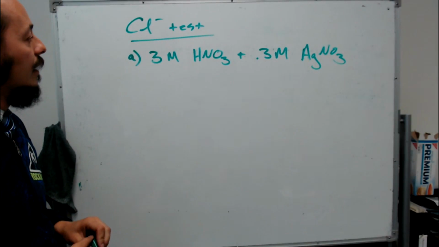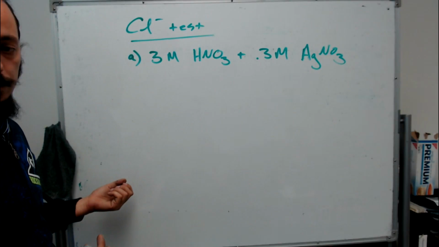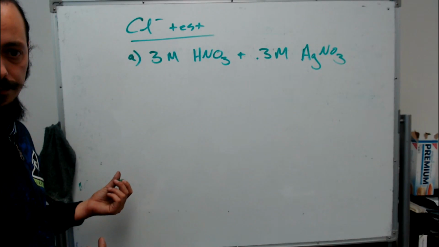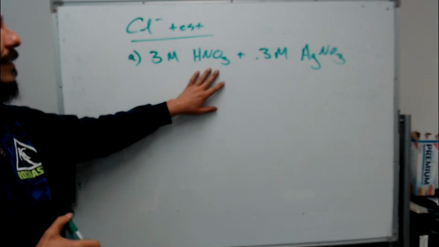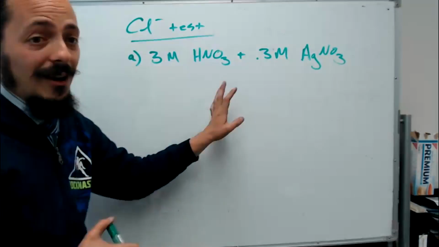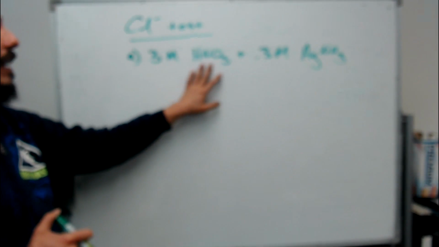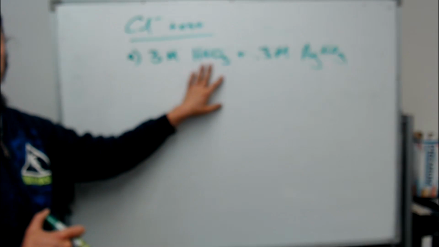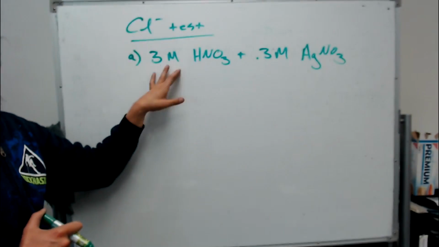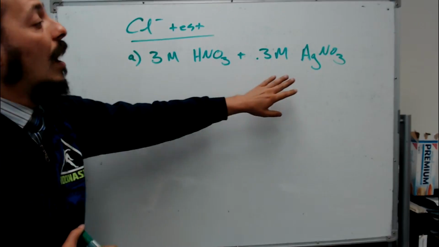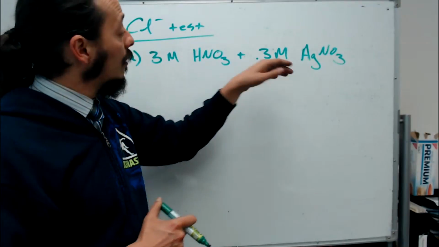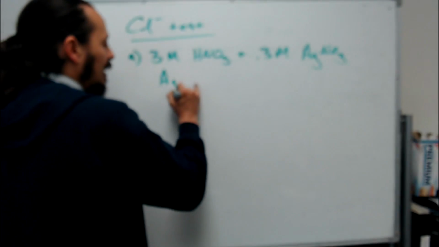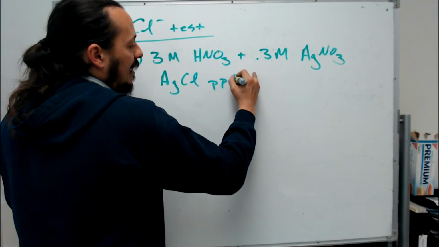Now, what's going to happen? NO3 is going to be a common ion. Is the chlorine going to interact with the H or the NO3? The H. Would we form HCl? No, because HCl is the strongest. Correct. So, will the Cl interact with the Ag or the NO3? It'll interact with the Ag. We're going to form an AgCl precipitate.